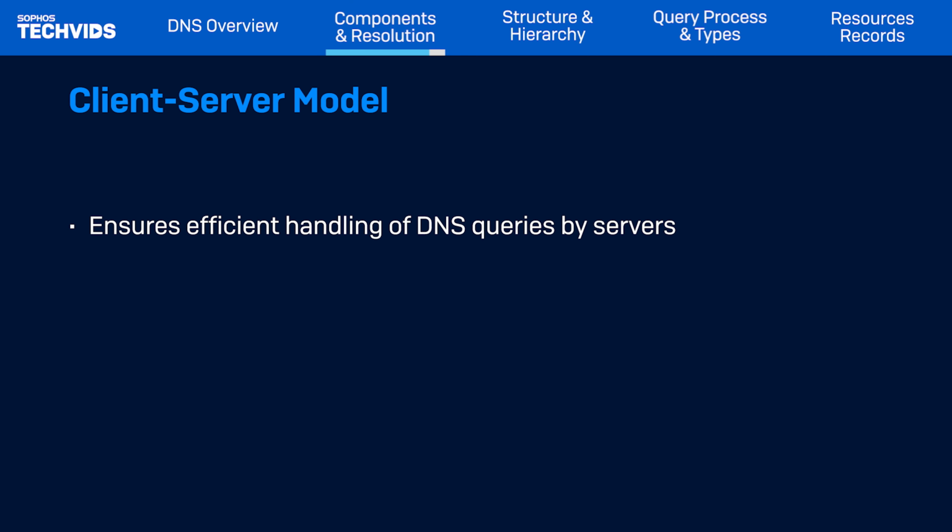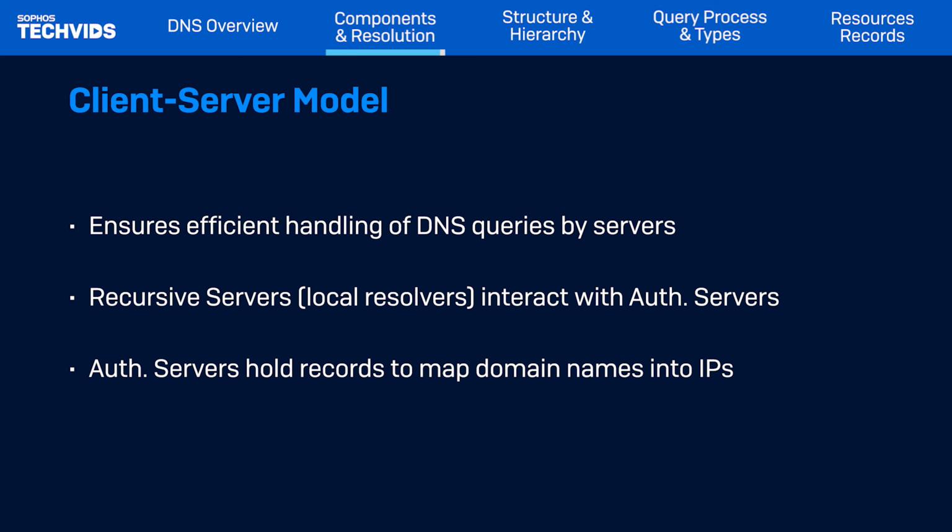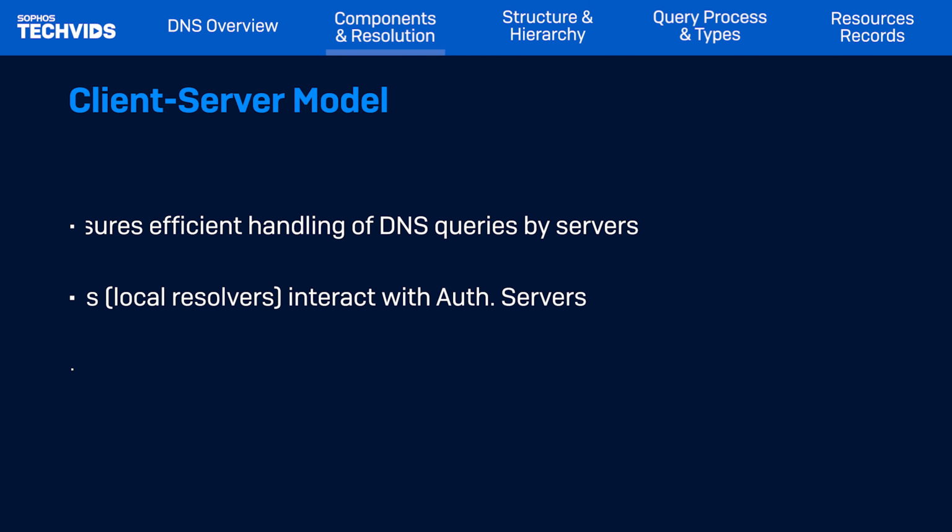The DNS resolution process relies on the collaboration of these components. The client-server model ensures that DNS queries from clients are efficiently handled by servers. Recursive servers, or local resolvers, interact with authoritative servers during the resolution process. Authoritative servers organize into zones all the DNS records needed for the translation of domain names into IP addresses.